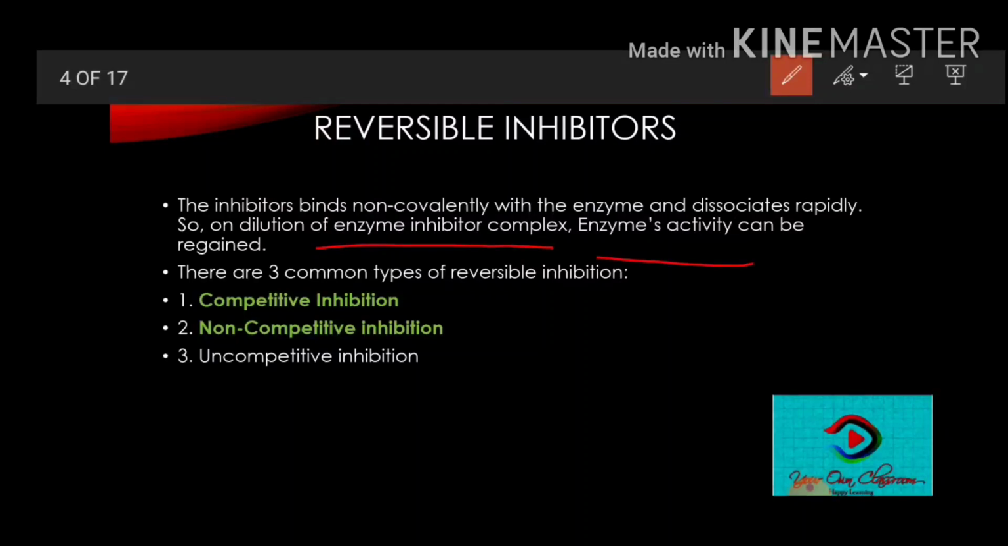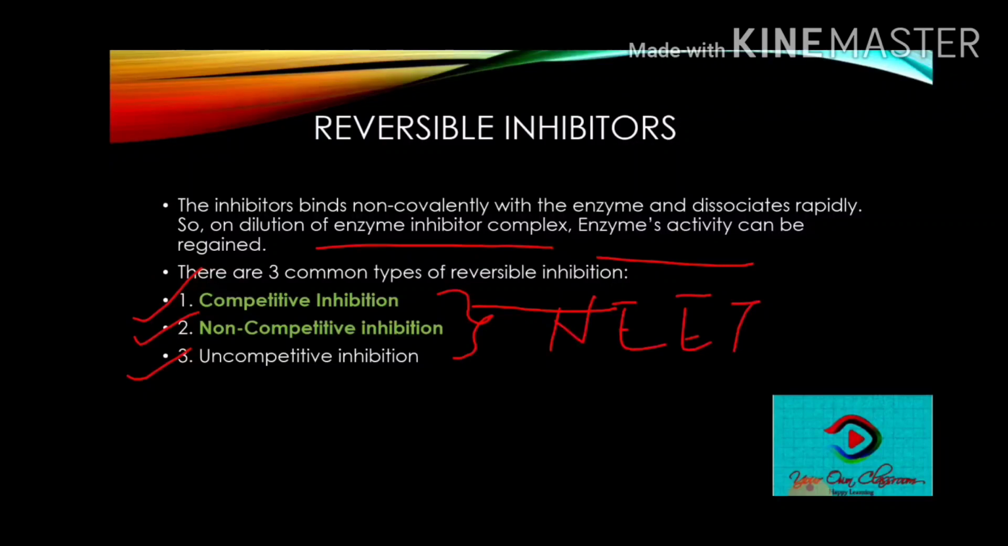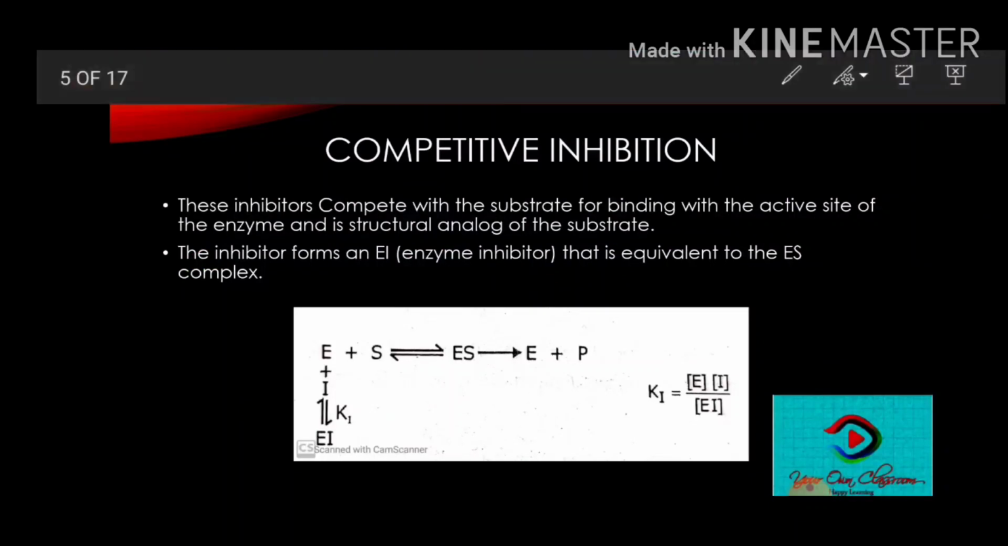And there are three common types of reversible inhibition: competitive, non-competitive and uncompetitive, and the first two are important for the NEET aspirants. So let's go to the next slide, and first we will look at competitive inhibition. As the name suggests, these inhibitors compete with the substrate for binding with the active site of the enzyme and are structural analogs of the substrate. Meaning if anything wants to compete with the substrate, then it has to look like the substrate. So the same thing happens here.